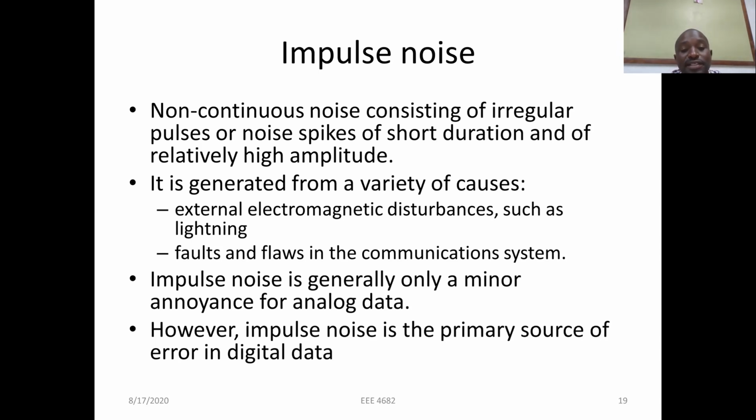It can be very serious because it can actually change the bits of streams. Where you have ones, these could be converted into zeros, and where you have zeros, that could turn out to be a one. And once that happens, it means you've distorted the entire signal that you're transmitting. That is why we say that for digital information, impulse noise is very serious.